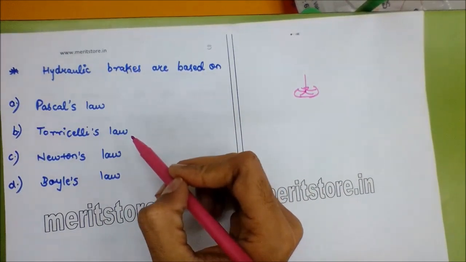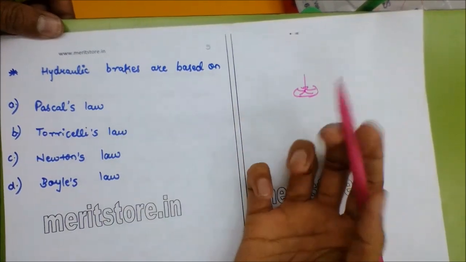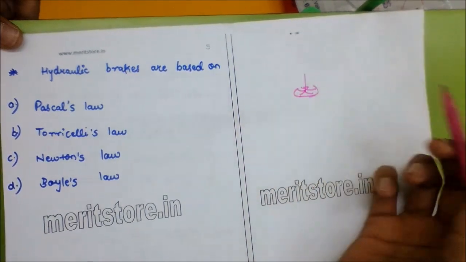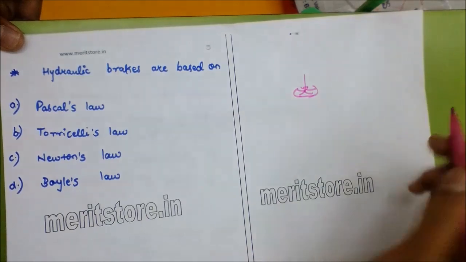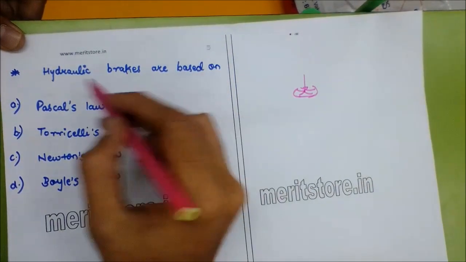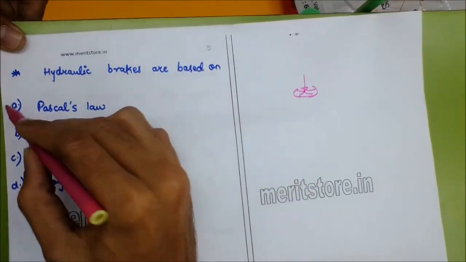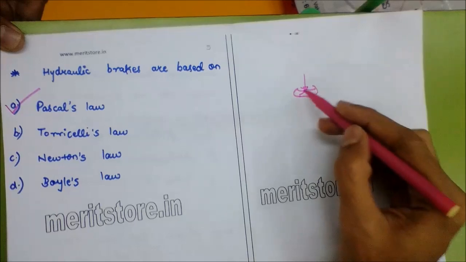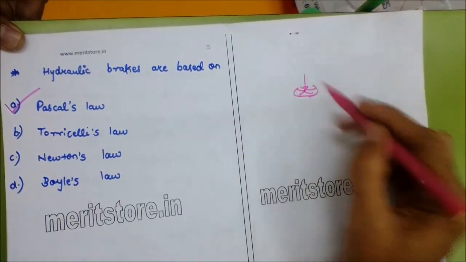Torricelli's law deals with the velocity of the liquid. Newton's law deals with force. And Boyle's law states that the pressure is inversely proportional to its volume. So for the hydraulic brakes, we have Pascal's law. The hydraulic brakes are based on the principle of Pascal's law, that is, the pressure we apply on the liquid is distributed in all directions.